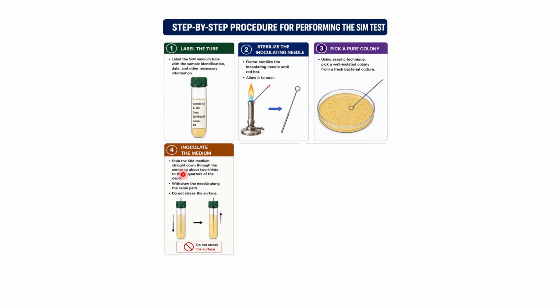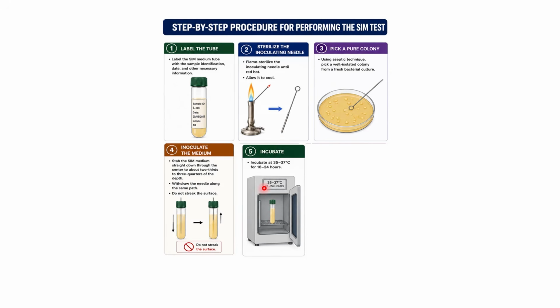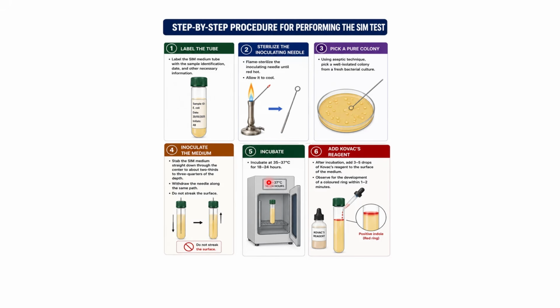And fourth, stab the SIM medium straight down through the center to about 2/3 to 3/4 of the depth, and then withdraw the needle along the same path without striking the surface. And fifth, incubate at 35 to 37 degrees Celsius for 18 to 24 hours. And the last step, after incubation, add 3 to 5 drops of Kovac's reagent to the surface of the medium and then observe for the development of a colored ring within 1 to 2 minutes.